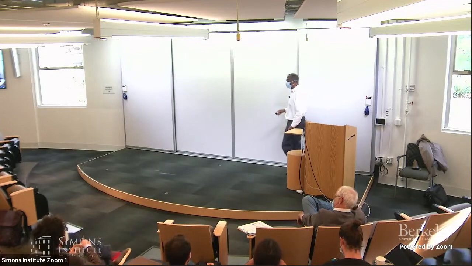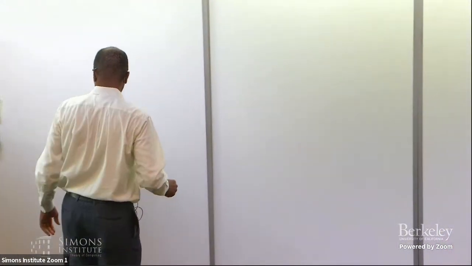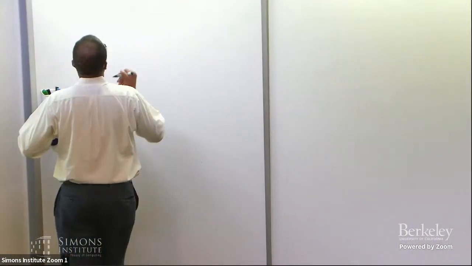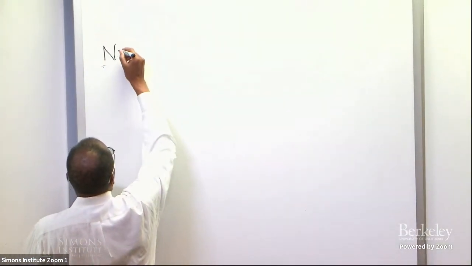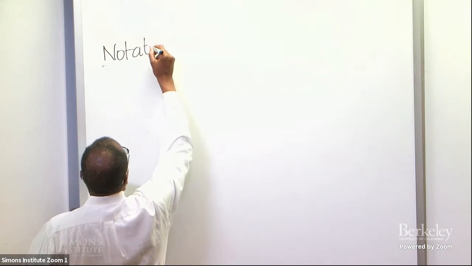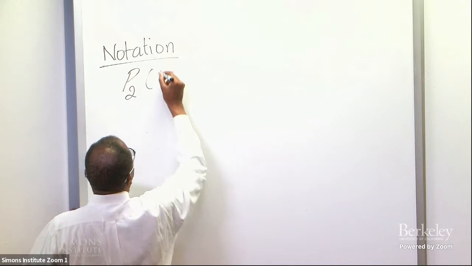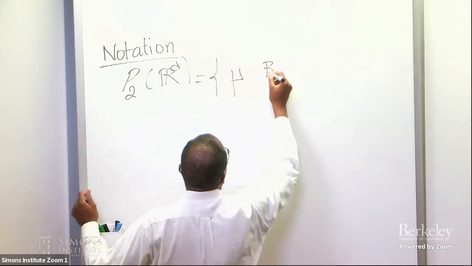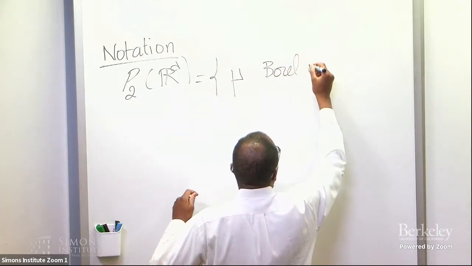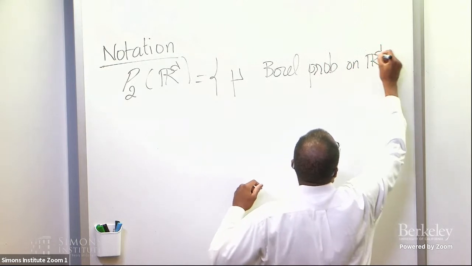So I am going to start with a system of equations which I prepare in game theory, and then I will say what I want to do with it. So here I have a notation. P2 of R^d is the set of Borel probability measures mu on R^d of finite second moment.